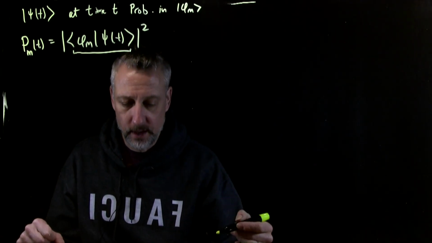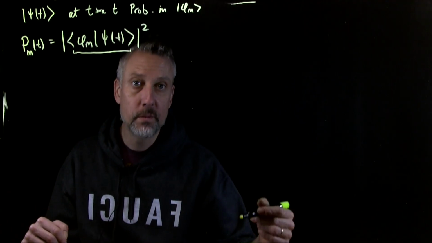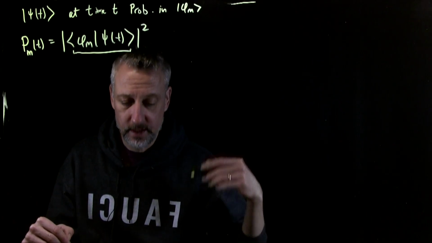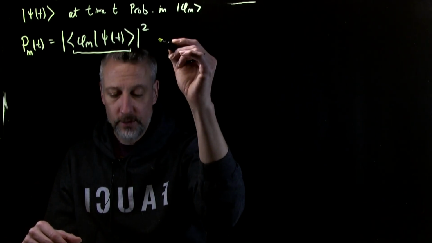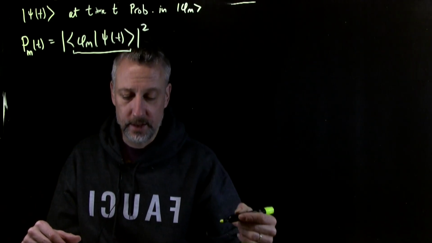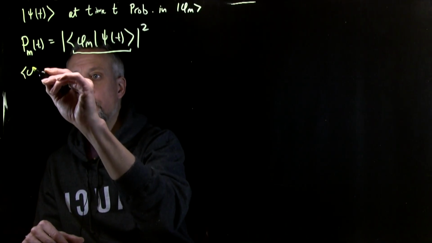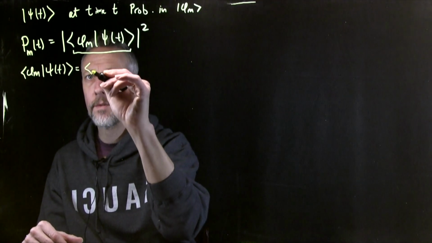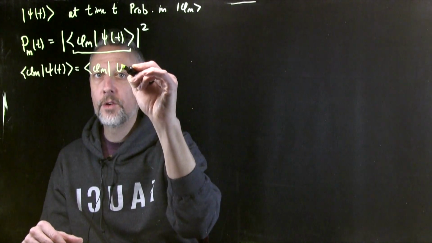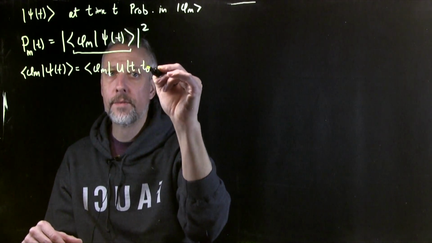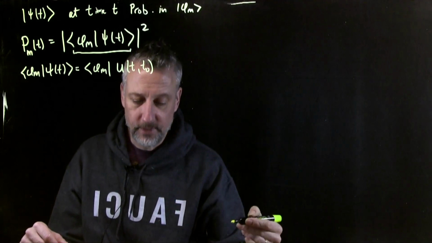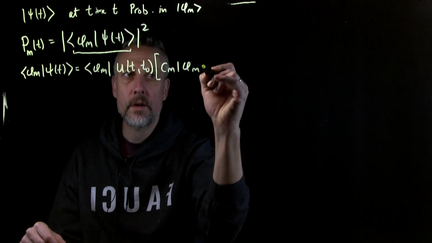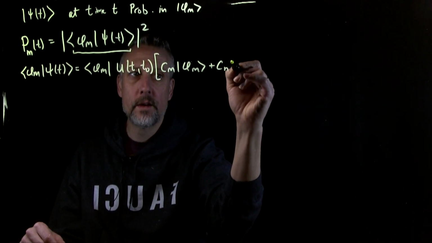We know what the wave function will be at time t. It's going to be U, the time evolution operator, on the initial state, operating forwards. Okay, so let's work out the scalar product, and then we can always square it at the end. So the scalar product is this: the bra of phi M, then we have U(t, t0) operating on the initial state vector, which we're going to just call the one that we've been using, c_m phi_m plus c_n phi_n.